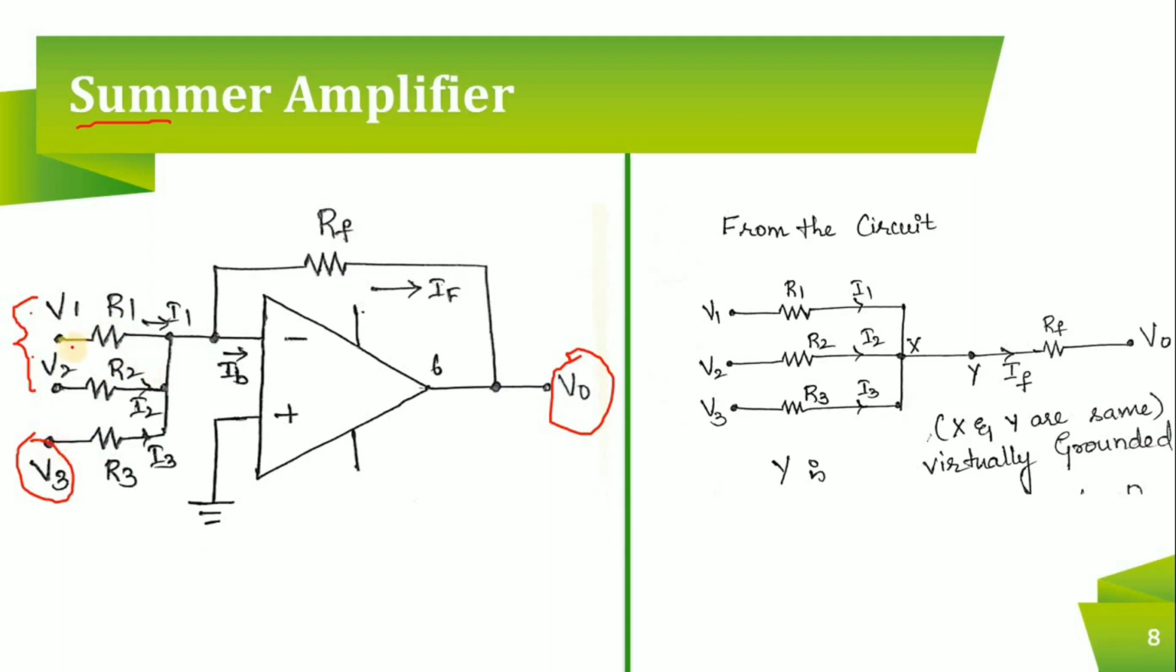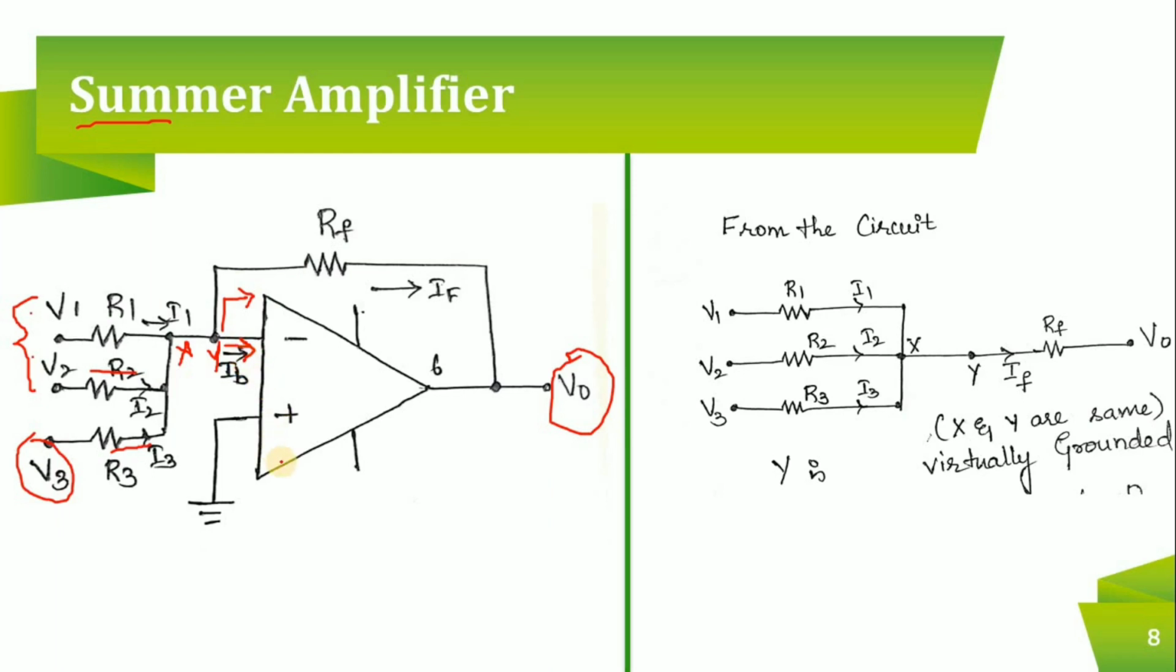Okay. Now I give V1 through the resistance R1. I give V2 through the resistance R2. Input V3 is given through the resistance R3. The current flowing through R1 is I1. The current flowing through R2 is I2. The current flowing through R3 is I3. All these three currents meet at this point X. Okay. And at the point Y, it is divided into two parts, IF and IB. So you have IF here, flowing through RF, and this is IB.